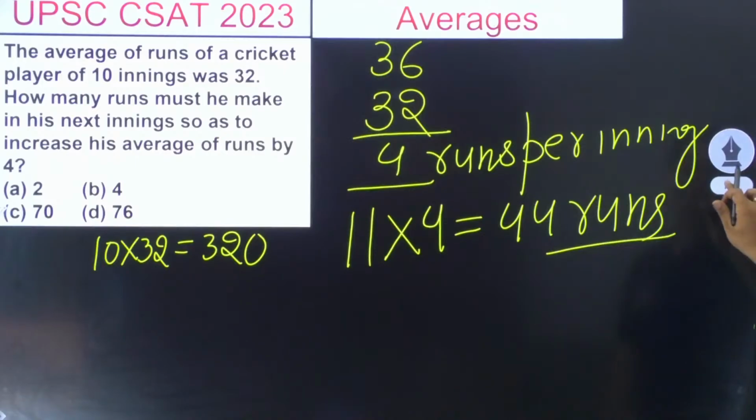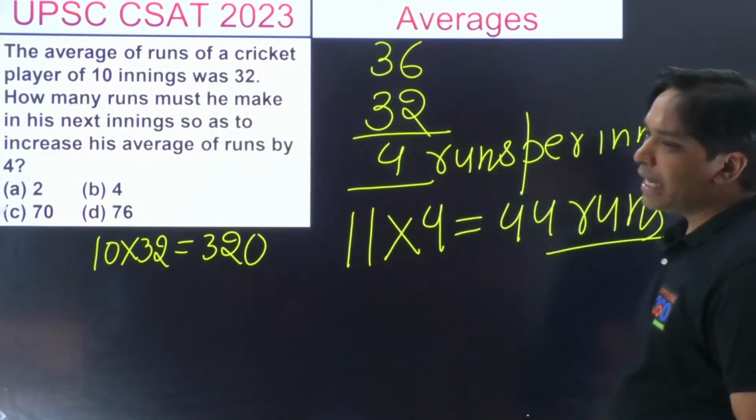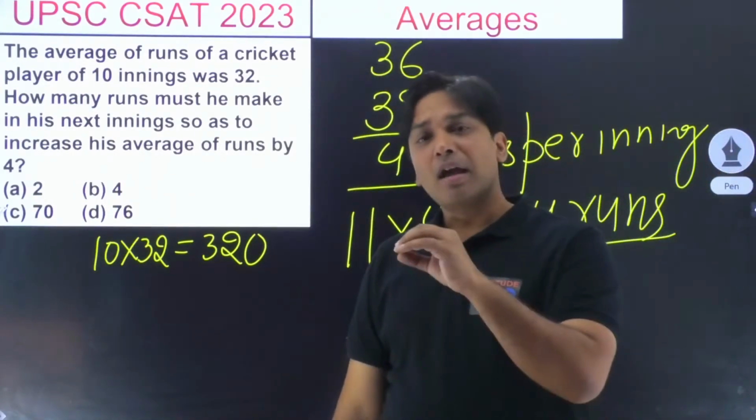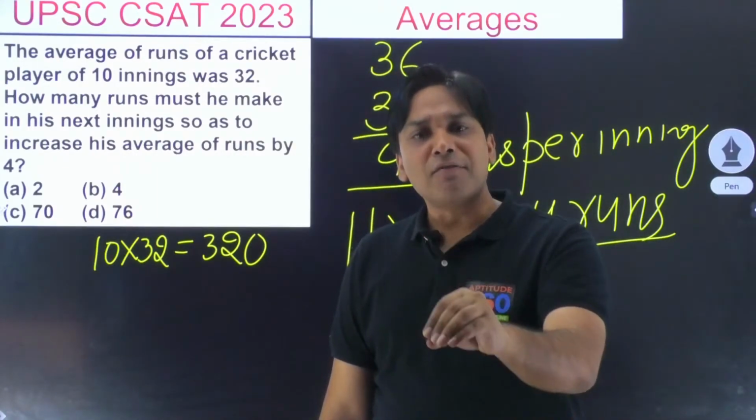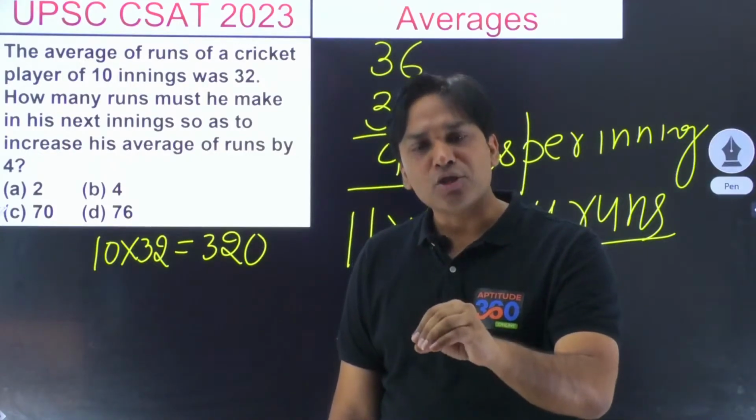What is the very simple analysis? Had this player made 32 runs in the 11th inning, the average would have remained unchanged, which is 32 runs.